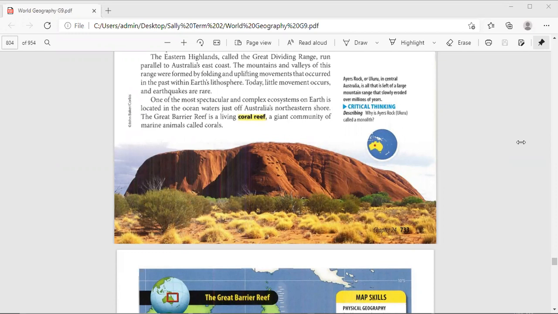Let's move to one of the most spectacular and most complex ecosystems on Earth. Actually, it's located in the ocean waters on Australia's northeastern shore. Who can tell me the most spectacular or the most complex ecosystem there?